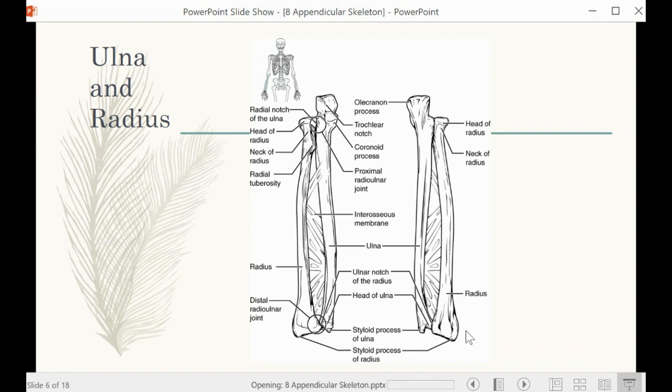And then towards the wrist, you have the styloid processes. You have one on the ulna and you have one on the radius. Okay? And they form sort of these fun bony protrusions coming off right there.